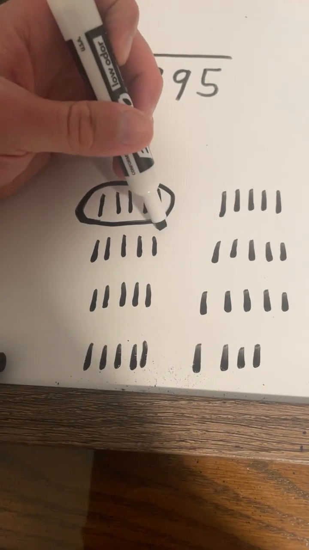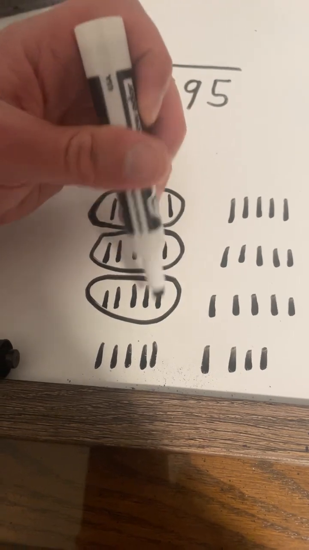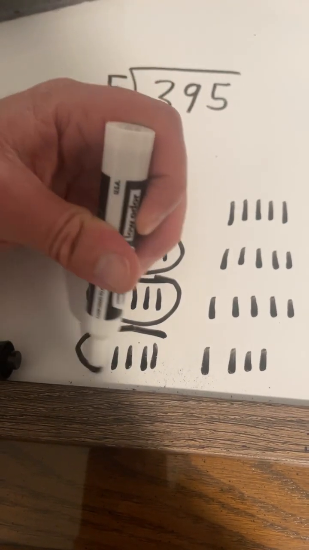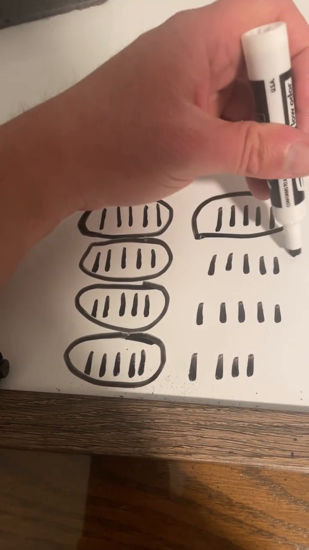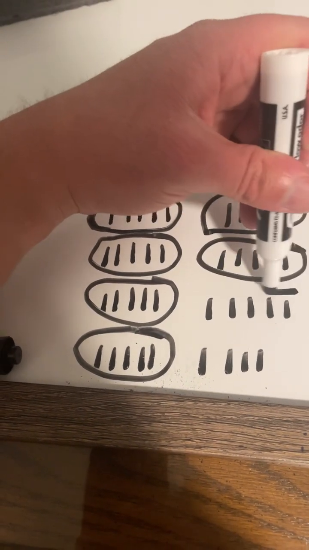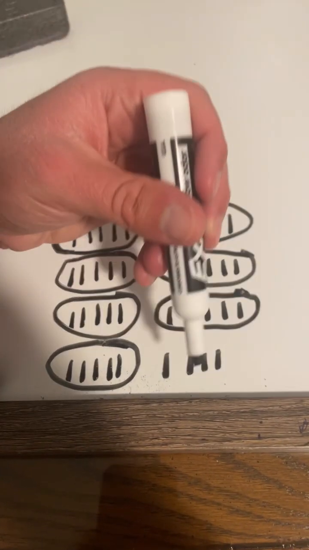So that's 1 group of 5. That's 2 groups of 5. That's 3 groups of 5. That's 4 groups of 5. That's 5 groups of 5. That's 6 groups of 5. That's 7 groups of 5. And as you can see, there is a remainder there.